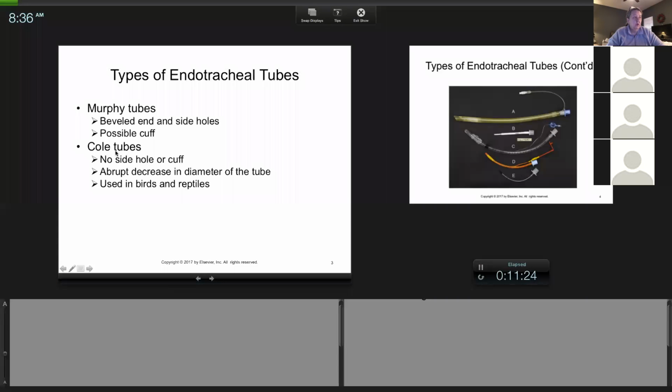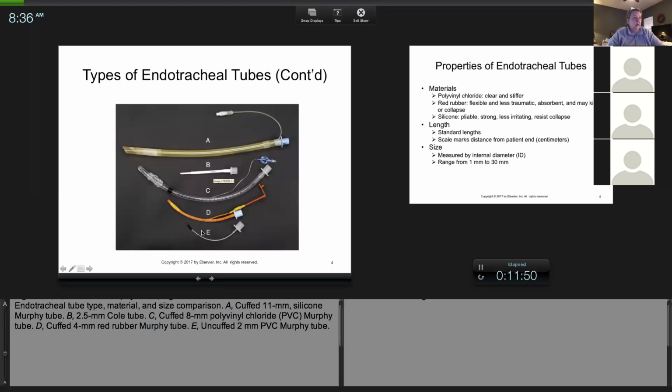A Cole tube doesn't have a side hole and it doesn't typically have a cuff. You can get them with a cuff, but the tube at the end decreases in diameter. The tip becomes more narrow, but that's more in exotics like birds or reptiles. And sometimes they don't want the cuff. They don't want to cause damage to the trachea. So here's the different kinds of tubes.